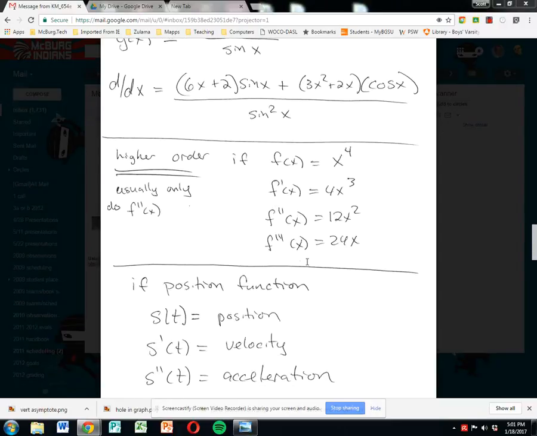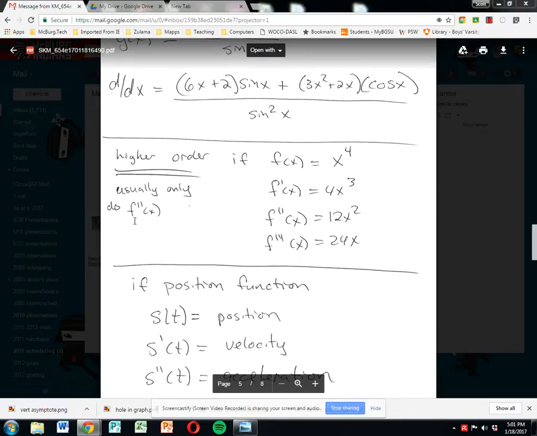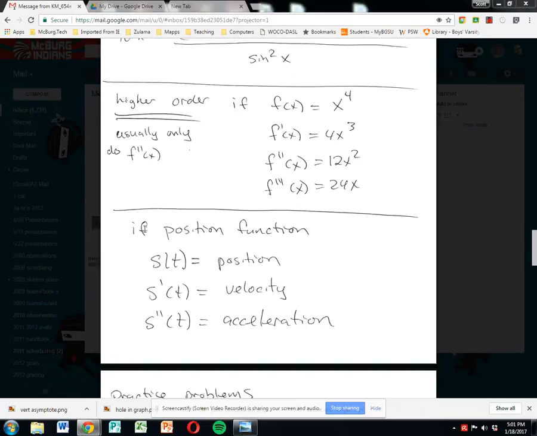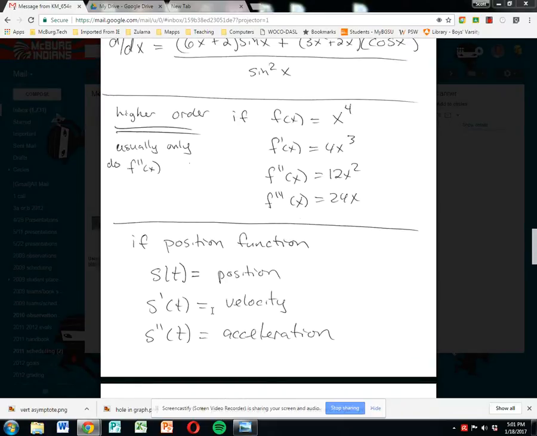Higher order derivatives. If you take the derivative of a function, we call it the single prime. If you take the derivative of the single prime, we call it a double prime. And I guess if we kept going, we could take the derivative of a double prime and call it a triple prime. Usually we only go to f double prime of x. Probably one of the more popular ways to look at that is the idea of acceleration. Another idea is what's called concavity, but we'll get to that later.